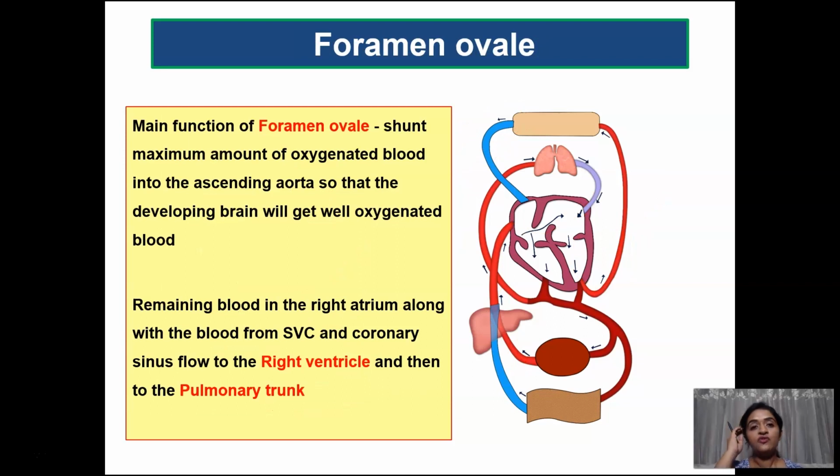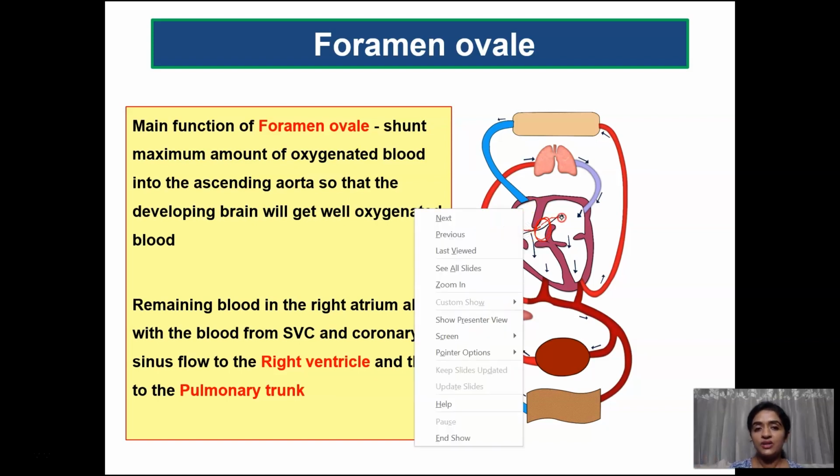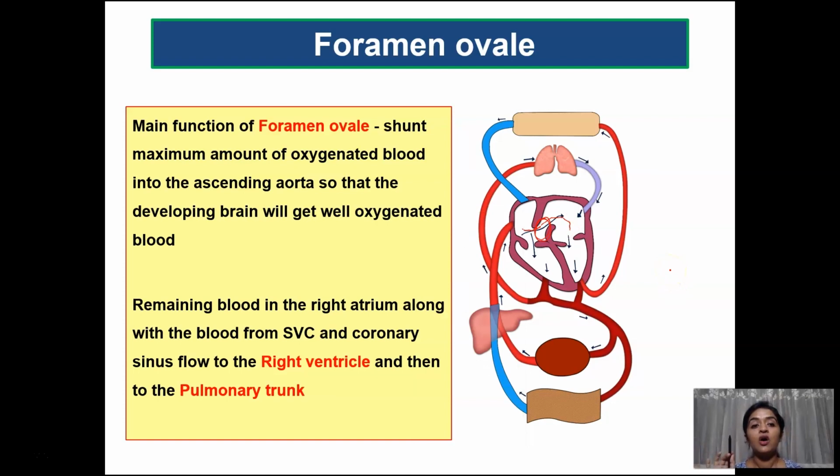Now talking about the foramen ovale, what is its main function? It shunts a maximum amount of oxygenated blood into the ascending aorta so that the developing brain will get oxygenated blood.